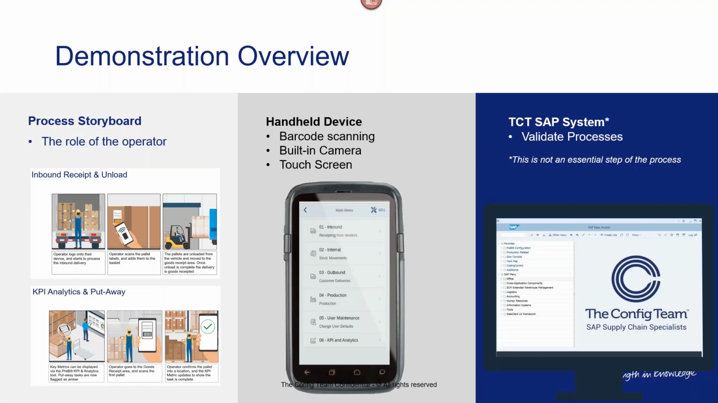When we go through the demonstration, we're going to go through the process storyboard first. We'll take the role of the operator and I'll show you step by step what that person's doing. I'm also using a ruggedized handheld device, so I'll be utilizing the barcode scanning features, as well as the built-in camera and touchscreen. Then once I've done the process in PreBilt, I will jump back into SAP just to validate some of the processes. So if I've taken an image or I've posted a goods receipt, I'll jump into SAP and show you what the interaction is with SAP. This is not an essential step of the process, it's just to validate what we've done.